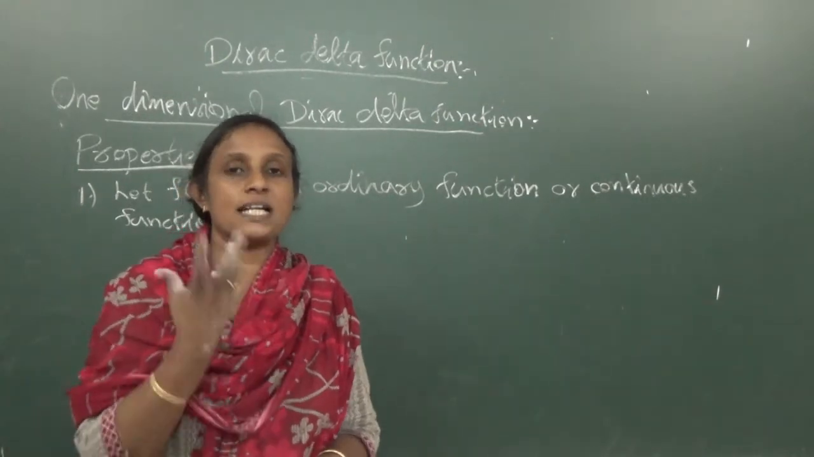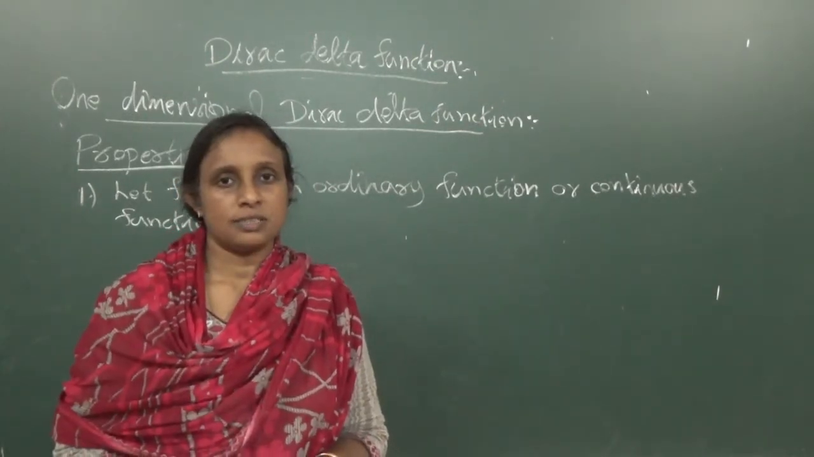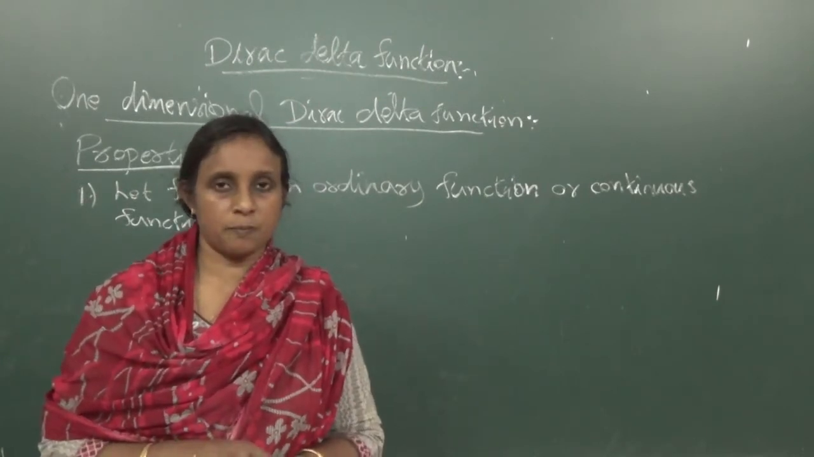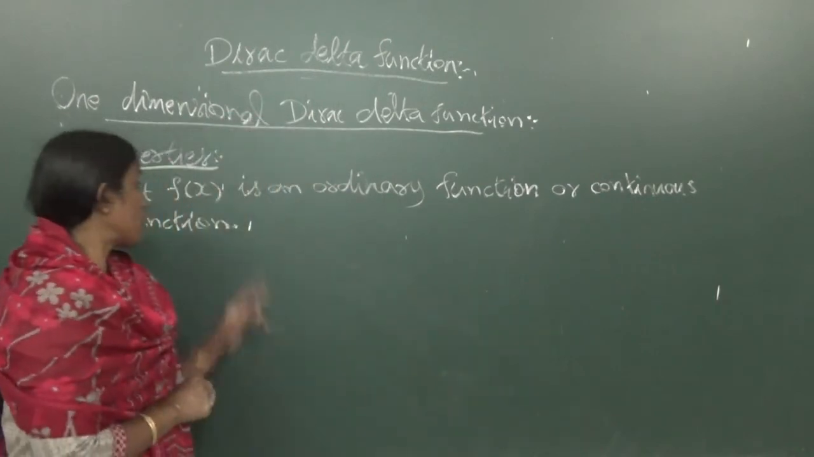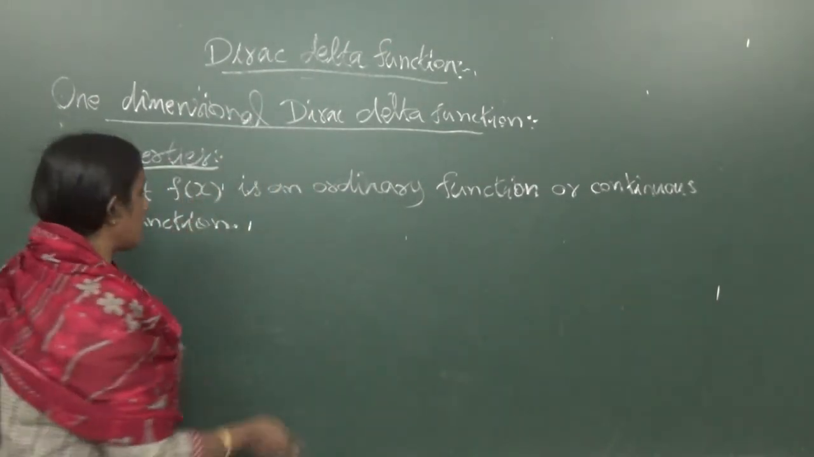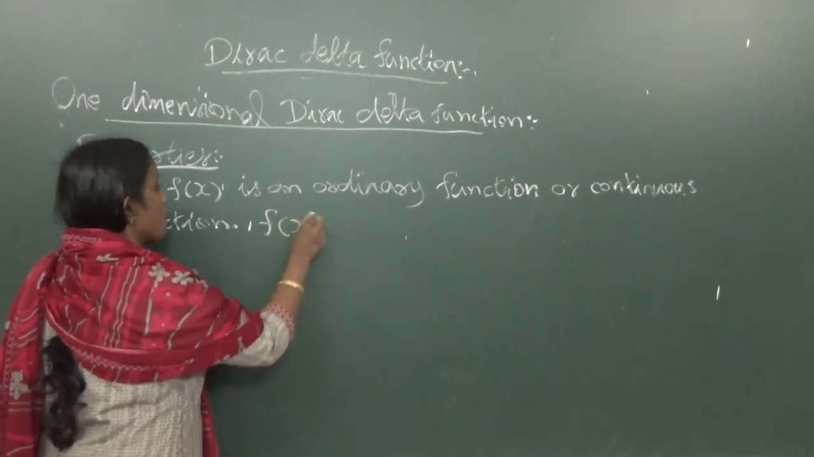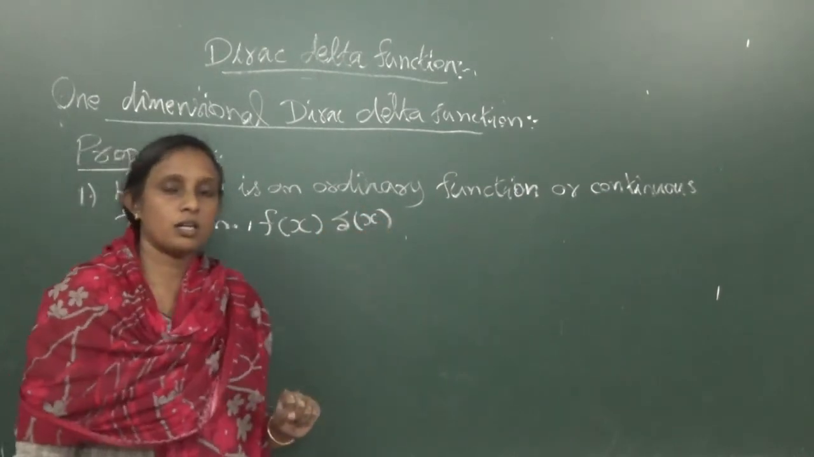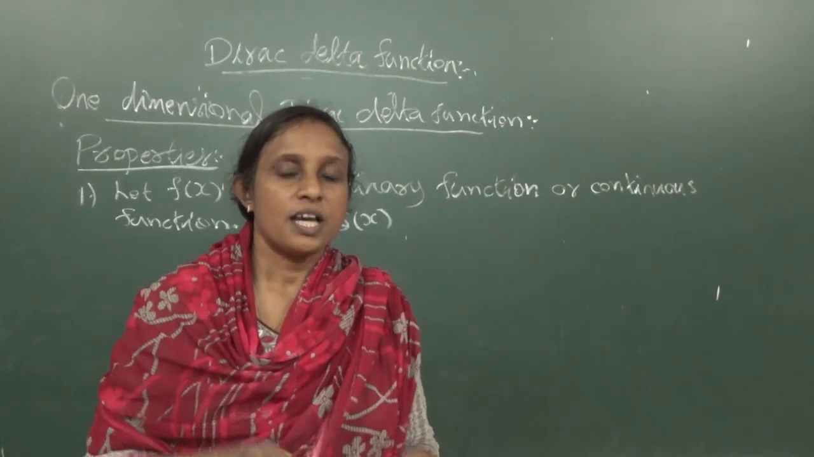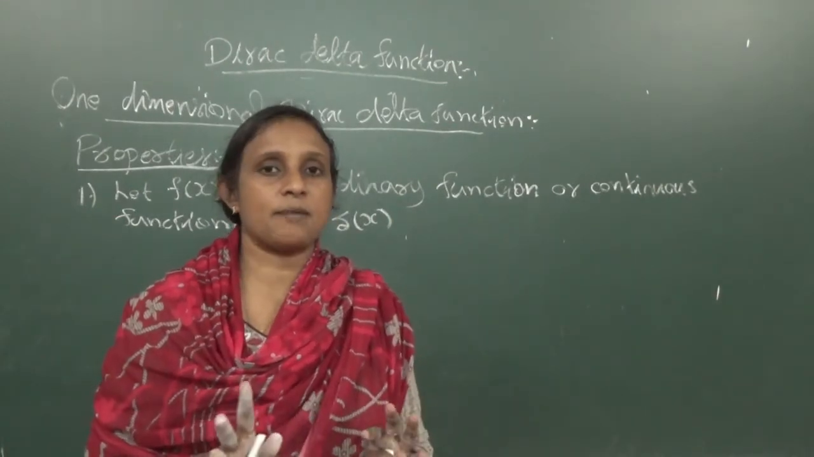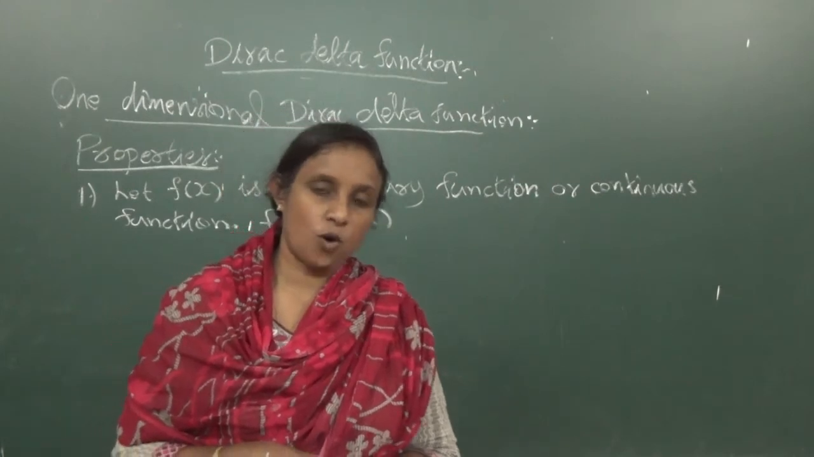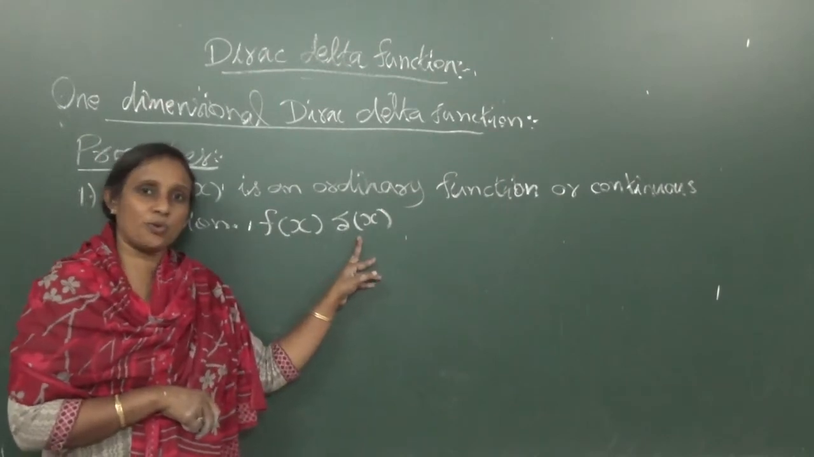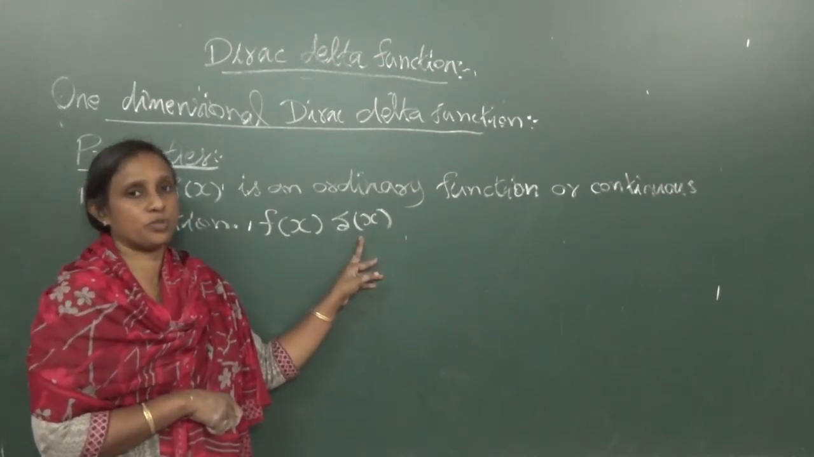Okay, so we consider a function that is continuous, an ordinary function. There is no blow up or anything like that. If you multiply this function with the Dirac delta function, f of x into delta of x, it equals 0 except at x equal to 0. Why? Because the Dirac delta function is 0 except at x equal to 0.